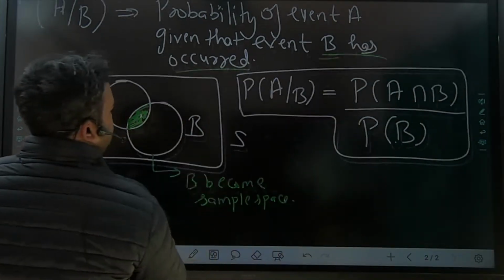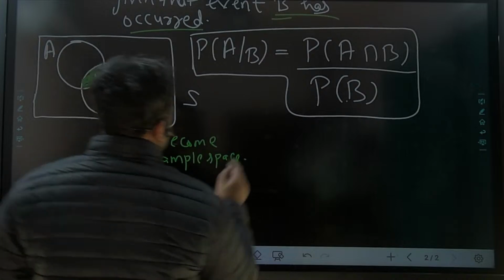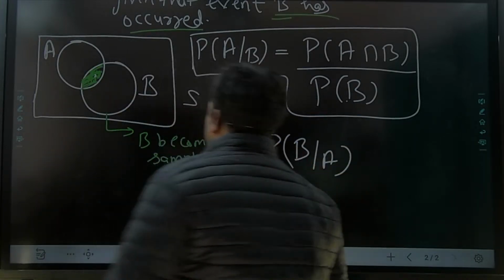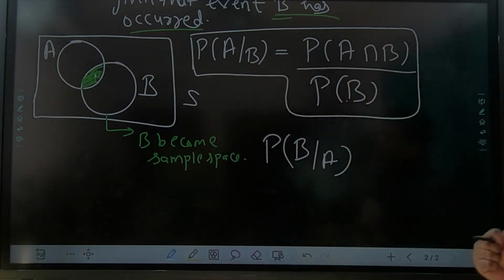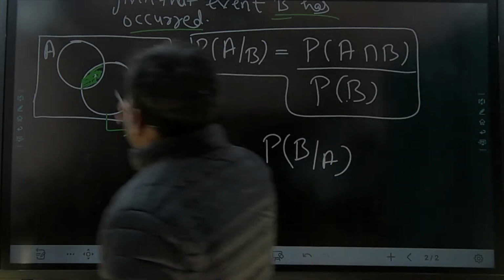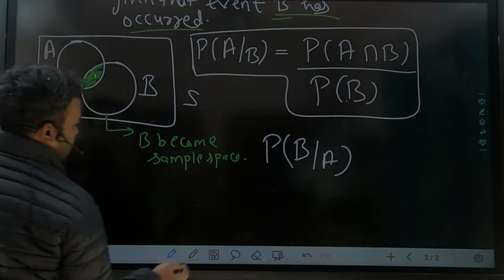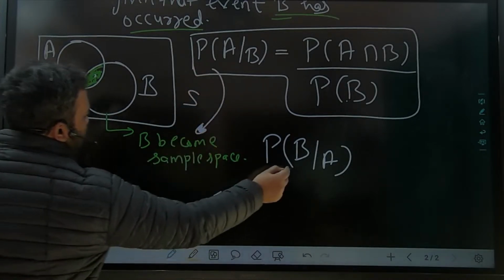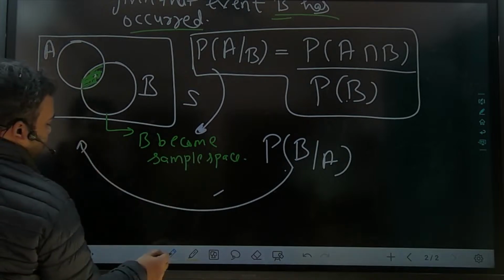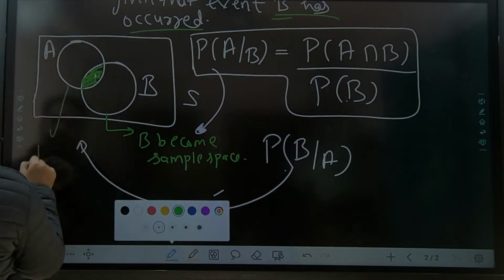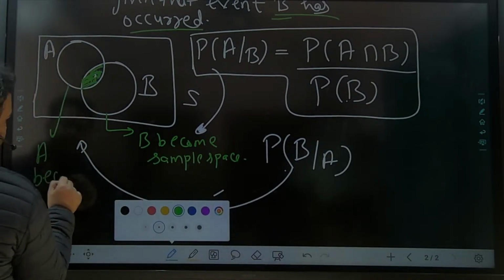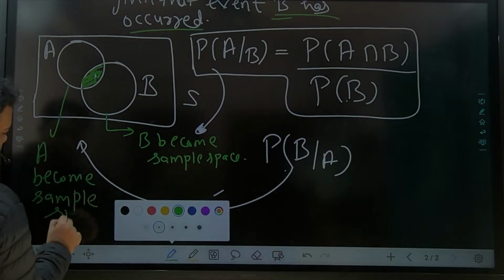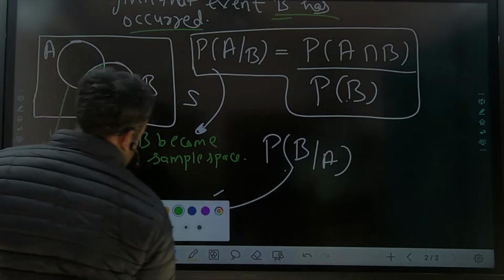Similarly, you can write it this way also. For example, I want to write the probability of event B when A has occurred. What is the probability of event B when A has occurred? So A becomes a new sample space for this. For this, B becomes the sample space, and for this, A becomes the sample space. A becomes a sample space.